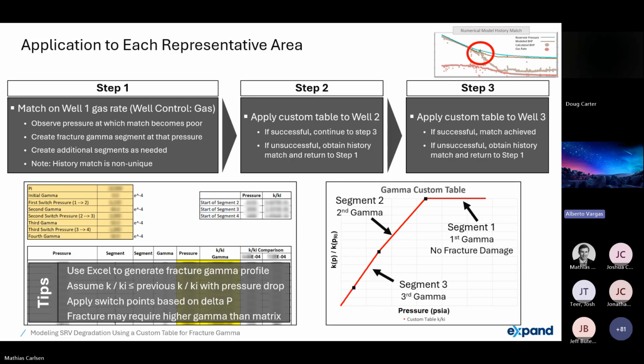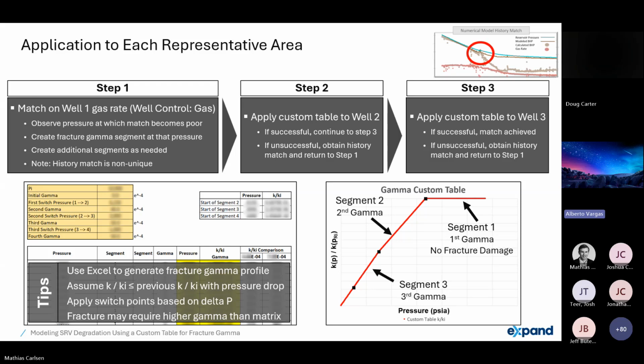One thing that we do assume is that the K over Ki, as your pressure depletes, never increases again. It's either going to stay the same or continue to decrease as you have a larger delta P applied. We do apply the switch points based on delta P, so it's not based on an absolute pressure. It's not 5,000 PSI. We have a switch point. It's going to be a delta P from your initial pressure.